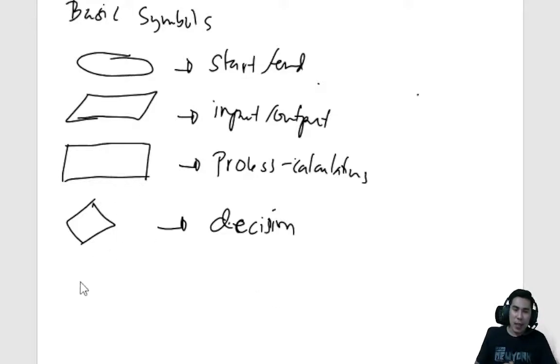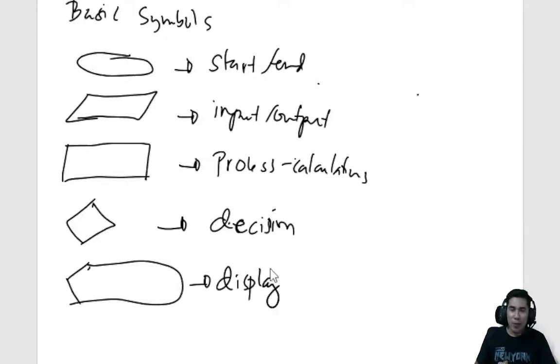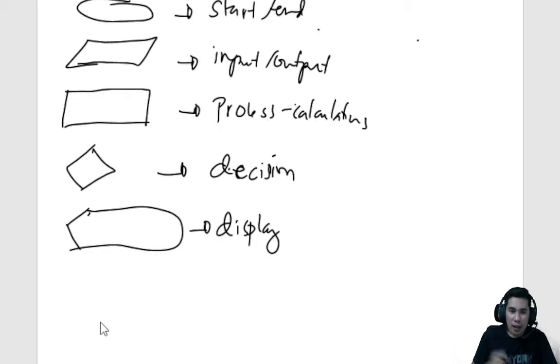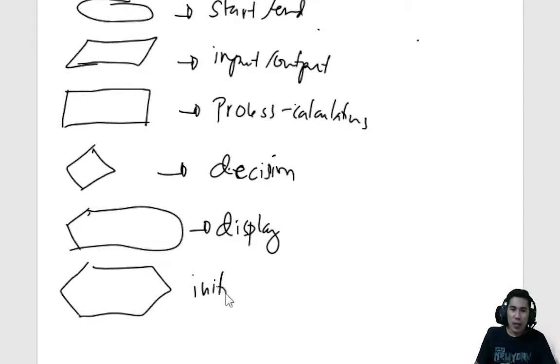Okay. Next is we have actually other symbols like this one. So these ones are display. Tama ba akong pagka-drawing? Okay. So this one is a display. Then, okay, we also have initialization, nakalimutan nako 'to. So this one is initialization. So if you want initialization of values, declaration of values, you use this symbol.